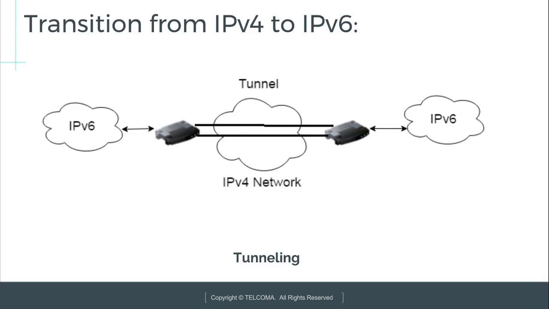The two devices which know the IPv6 address want to communicate, but the packet has to pass through the IPv4 network, so it must also know about the IPv4 protocol. The tunnel is created between the two devices, and the packets are encapsulated while transmitting from the IPv6 to the IPv4 network. So in this, tunneling takes place.